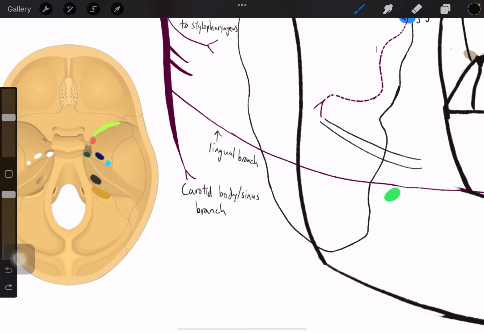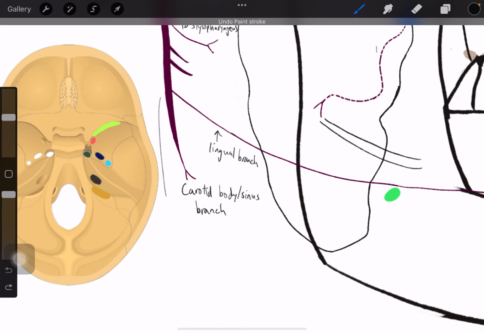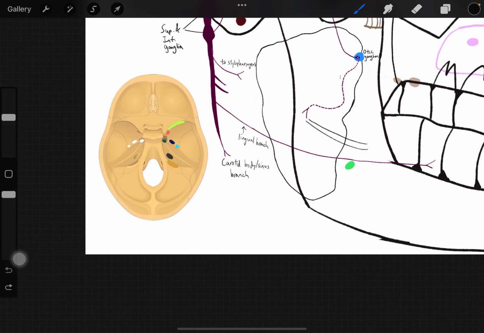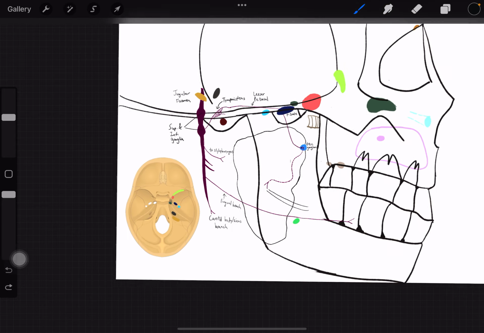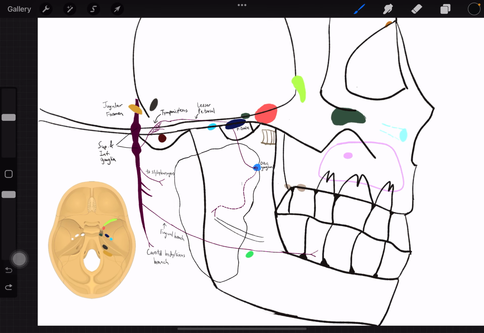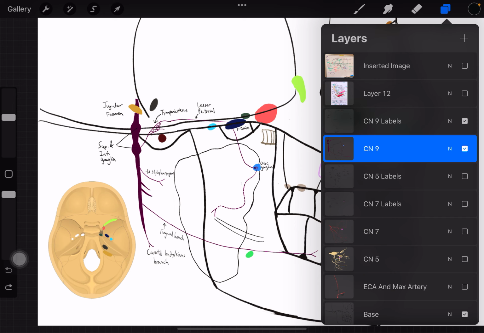Okay, so the last branch that we want to understand is the carotid body and sinus branch. So this is the one where you do your baroreceptor reflex. ICA will be running somewhere like here. So eventually you reach it here. Don't worry. Okay, so that has been cranial nerve 9. I hope I didn't bore you.